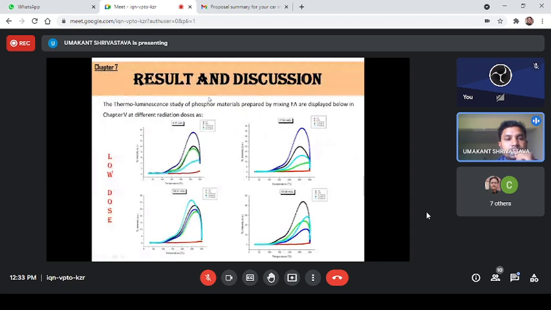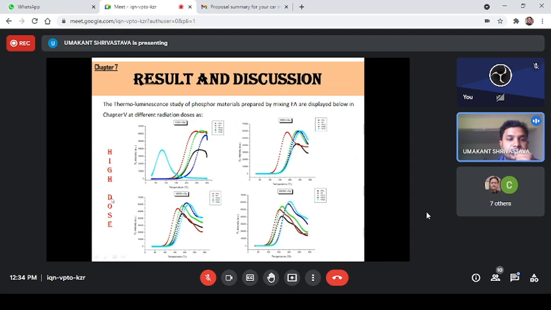Now, in chapter 5, the thermoluminescence study of the phosphor material prepared by mixing FA is displayed below at different doses. At low dose, we have observed that the green colored glow curve of the Fa10 P plus Fa10 sample is quite in analogy with the pure phosphor sample, and it remains consistent in all the doses. Thus, it is suitable for dosimetric application.